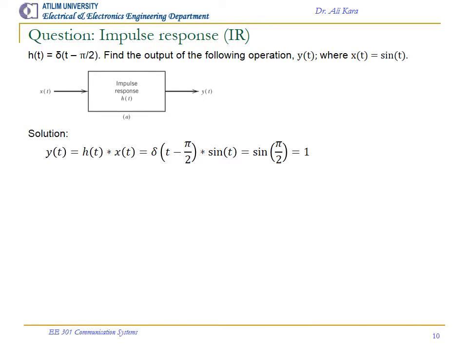Question: Impulse response, IR. The impulse response of the following system, h of t, is equal to Dirac delta of t minus pi over 2. Find the output of the following operation, y of t, when the input is sin t. Solution: y of t equals the convolution of x of t with h of t.